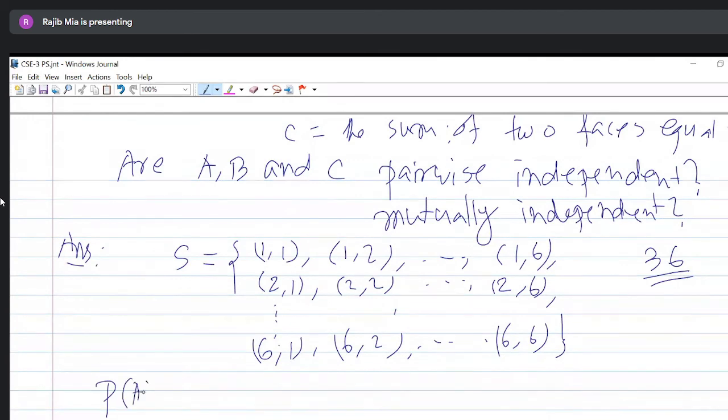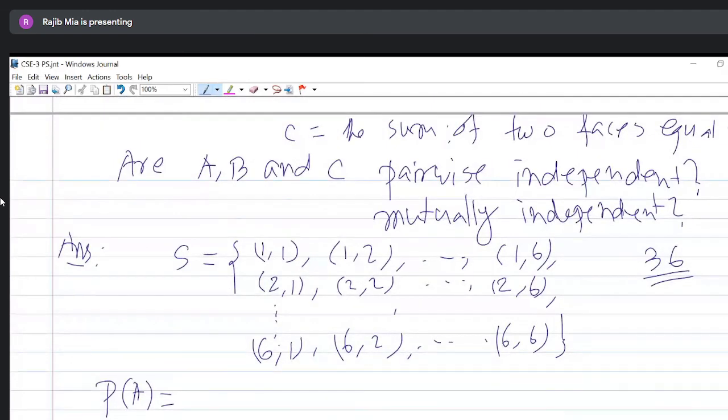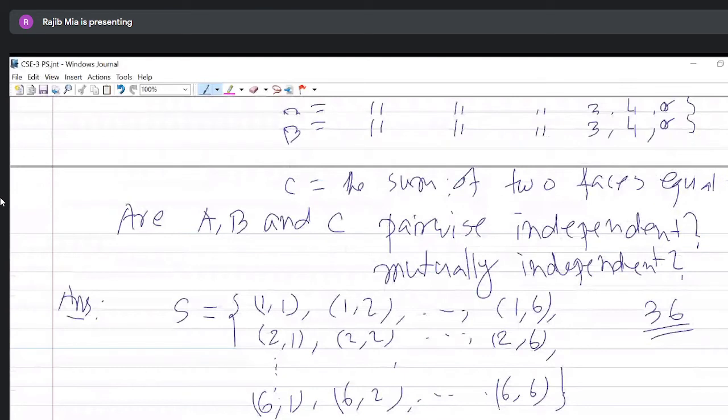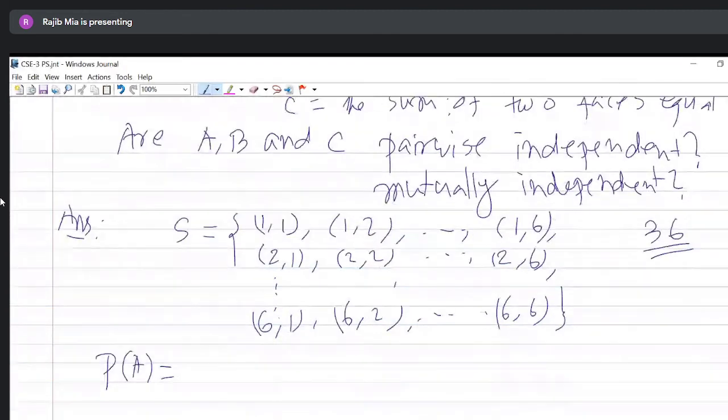Probability of A. What is the event A? A means the first die is 1 or 2 or 3. First die is 1 means there are six possibilities: 1 comma 1, 1 comma 2, up to 1 comma 6. Similarly, first die is 2, there are six possibilities again, 2 comma 1 up to 2 comma 6. For 3 also there are six possibilities. So there are 18 possibilities, 6 plus 6 plus 6. So the probability of A equals the number of outcomes in A, 18, divided by the total number of outcomes, 36, which is half.